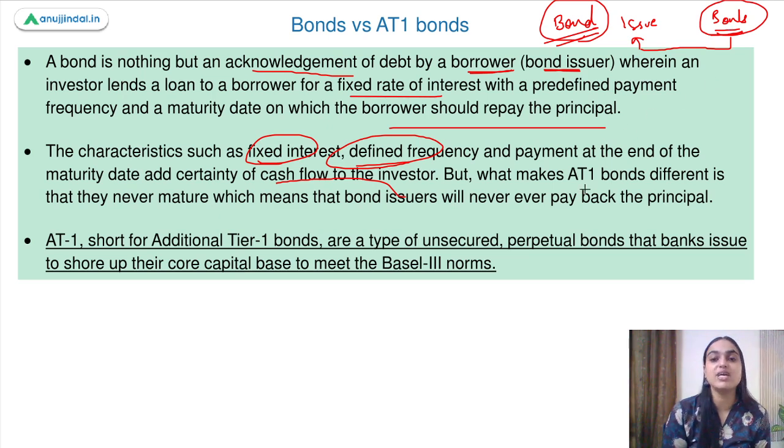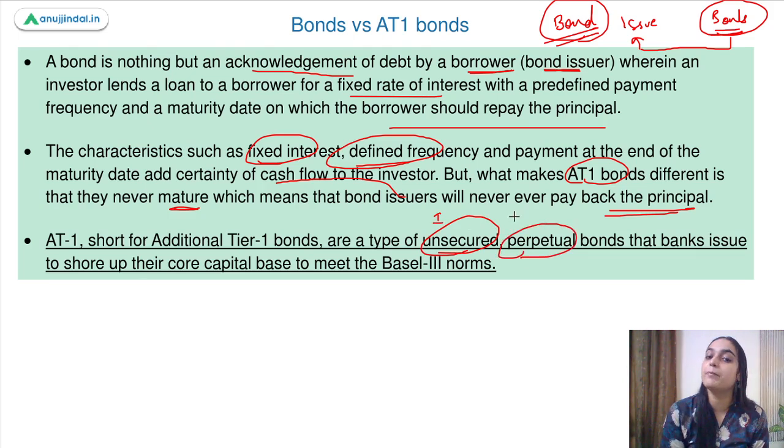But what makes AT-1 bonds different from your normal simple bonds is that they never mature, which means that bond issuers will never ever pay back the principal. So if I talk about these AT-1 bonds, inki koi maturity date nahi hoti hai, ye perpetual time ke liye issue kiye jate hain. So bond issuers are not required to pay back the capital because they last perpetually. AT-1 bonds are unsecured bonds. Okay, this is the first characteristic. Secondly, they are perpetual bonds. As I've already told you, there is no maturity date for them.